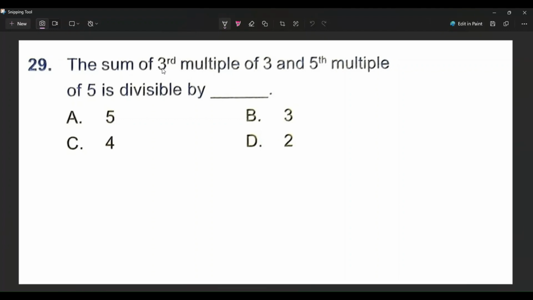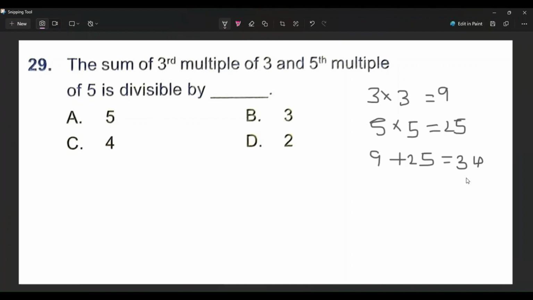29th question. The sum of the third multiple of 3 and the fifth multiple of 5 is divisible by dash. Option A 5, option B 3, option C 4, option D 2. So let's check. The third multiple of 3 is 3 into 3 equal to 9, and the fifth multiple of 5 is 5 into 5 equal to 25. Add these two. 9 plus 25 is nothing but 34, children.